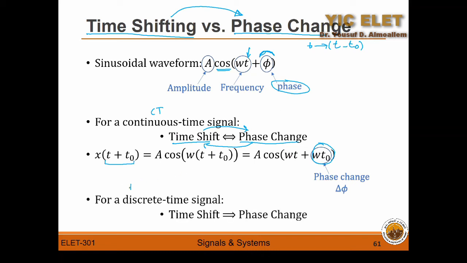However, for discrete time, shifting always results in a phase change. But if we do a phase change, this is not necessary, it is questionable that we will get a time shifting, since the shift must be an integer number.